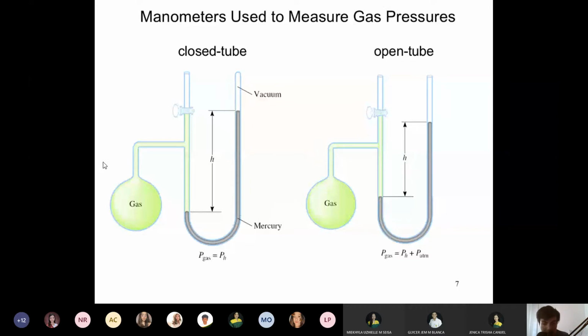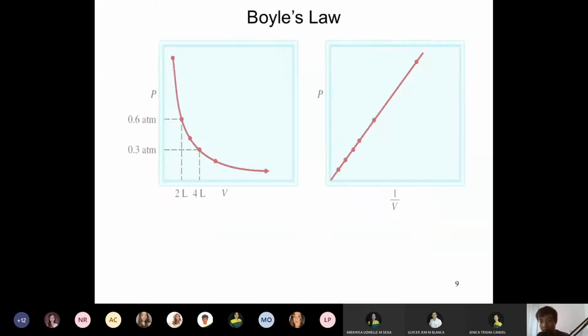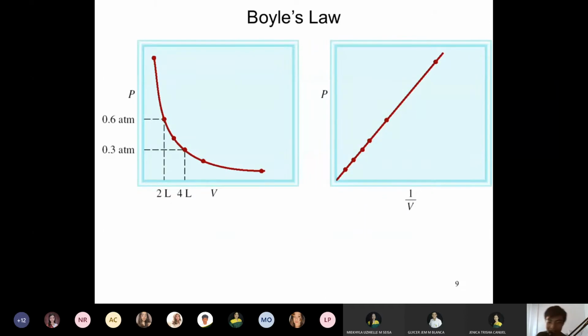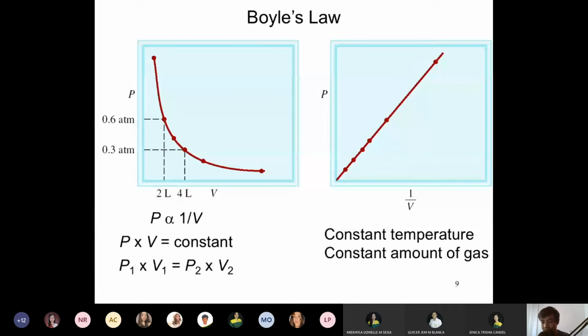And ngayon, punta naman tayo sa relationships ng pressure of a gas with other properties of matter. Let's proceed with Boyle's law. Gas laws na tayo ha. Saan na tayo ngayon? So second part na tayo. We will now observe how the gases behave under different conditions na. So let's have Boyle's law. So looking at this graph, this is an isotherm graph. What can we observe is that when you increase the volume of the gas, the pressure decreases.